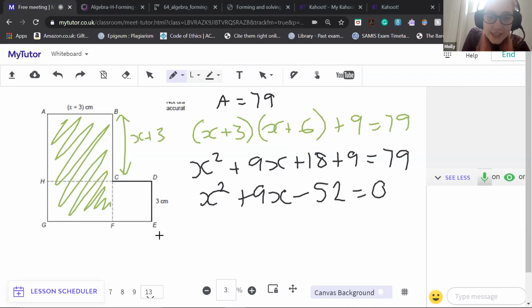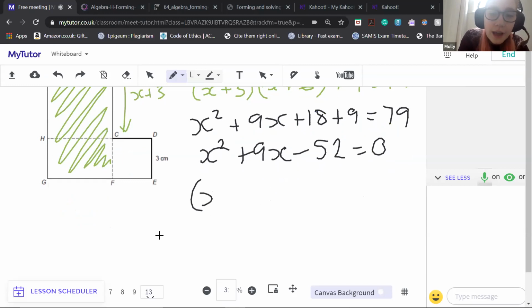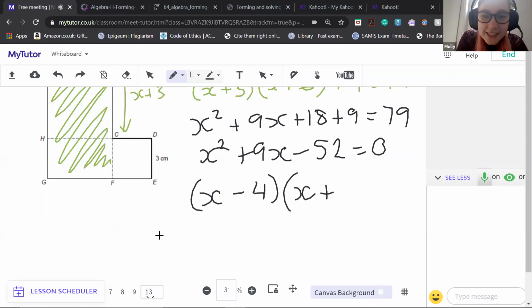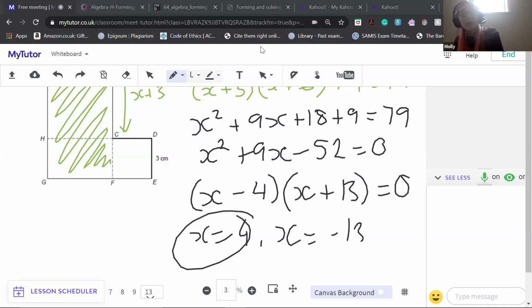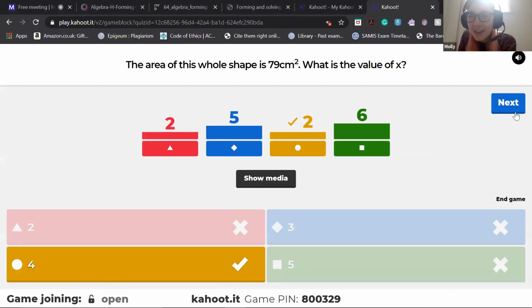Now we want to factorize this in order to solve it. So we have x, oh my gosh, let's work from the answer. It's got to be a minus 4 in there. x plus 13 equals 0. That would have taken me longer to do. So then x is either 4 or minus 13. And remember, the side lengths can't be negative, so x equals 4 is the one that we take. Difficult question, that. Very, very difficult. So either well done to those who guessed or worked this one out.